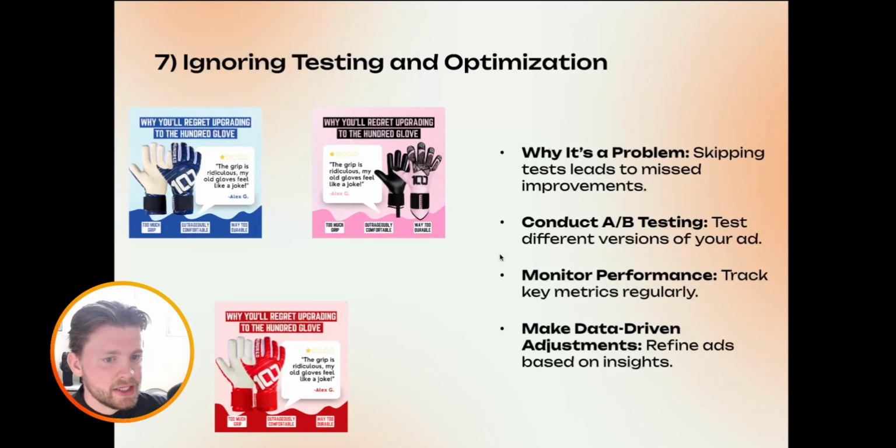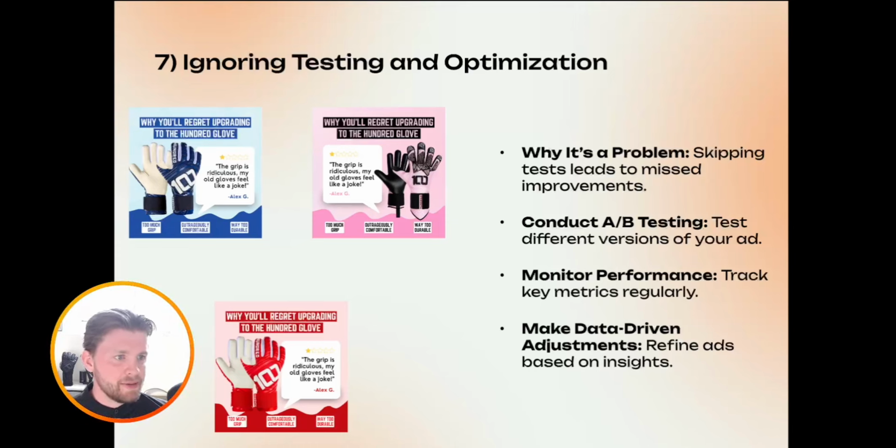Number 7, ignoring testing and optimization. Now, honestly, it is the biggest thing brands overlook because they think it's one and done, and it isn't. The way we structure our meta ads is we have a concept, we have 2 variations of the concept. So we're always testing different things. We're testing different colors, which you'd think, what the fuck's the point? But it makes a big difference. Different headlines, different products, different UVPs, different targeting, different everything, right? And you need to be able to test those effectively.